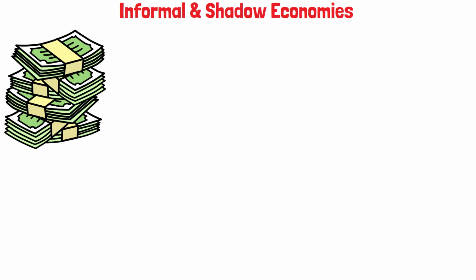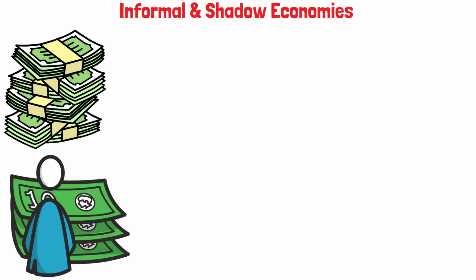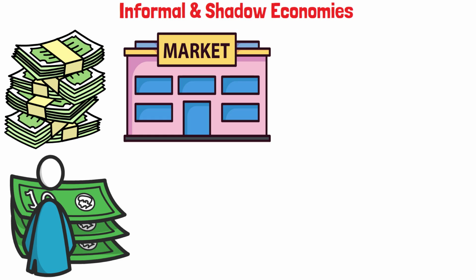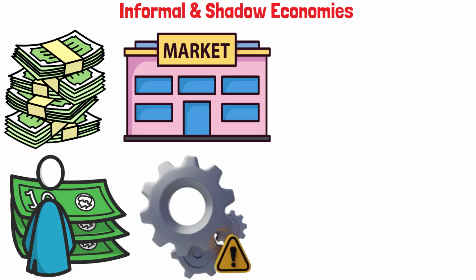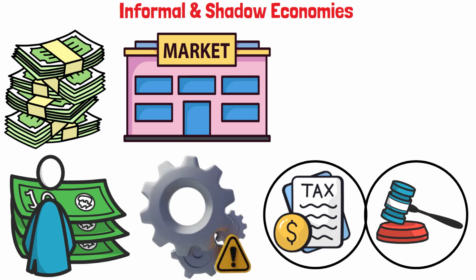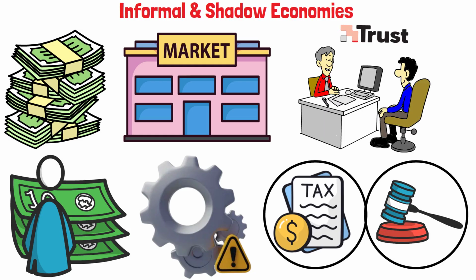Informal and shadow economies, present everywhere. Cash work, unreported income, parallel markets. They provide survival where formal systems fail, but they reduce tax revenue and legal protections. They grow where trust in institutions is low.